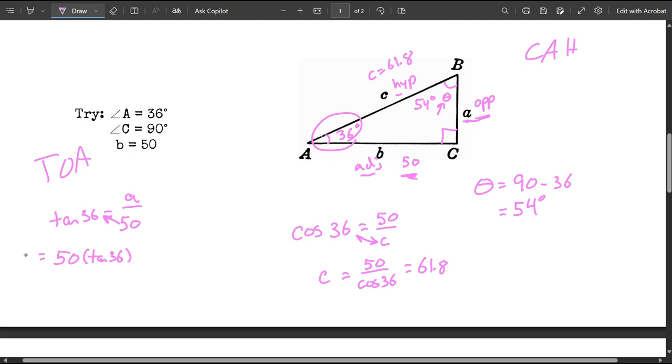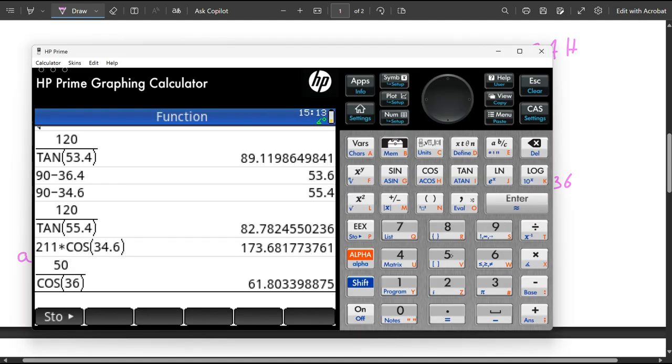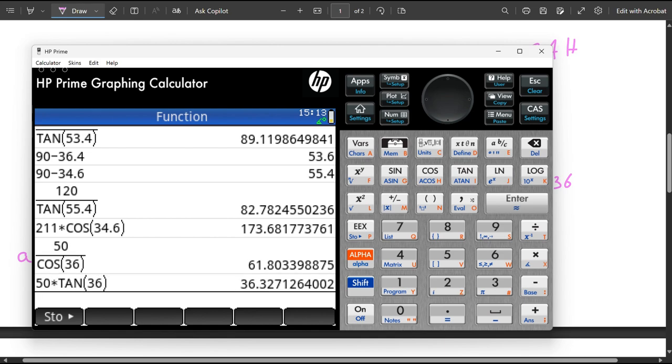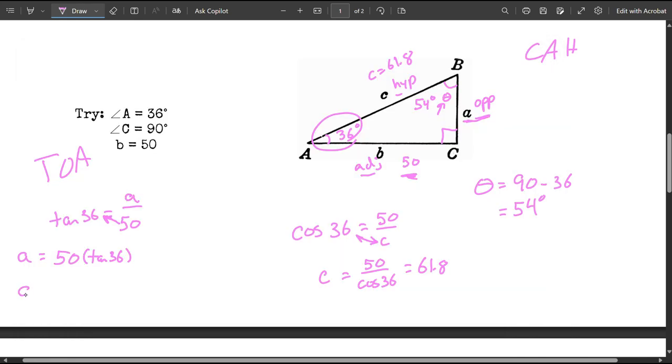And I'll put the A on this side. A equals 50 times the tangent of 36. Go to the calculator. 50 tan 36 equals 36.327. So 36.33. Okay, so now we know what this side equals. A equals 36.33.